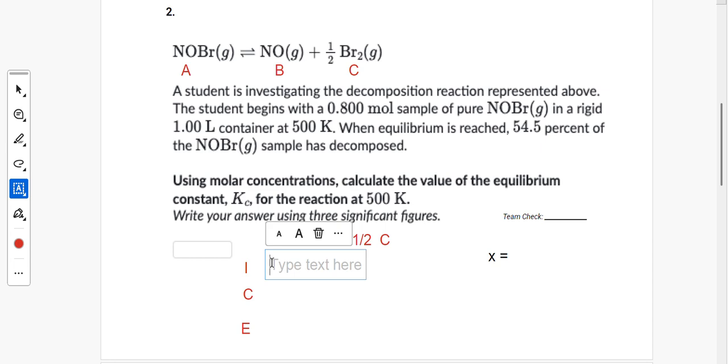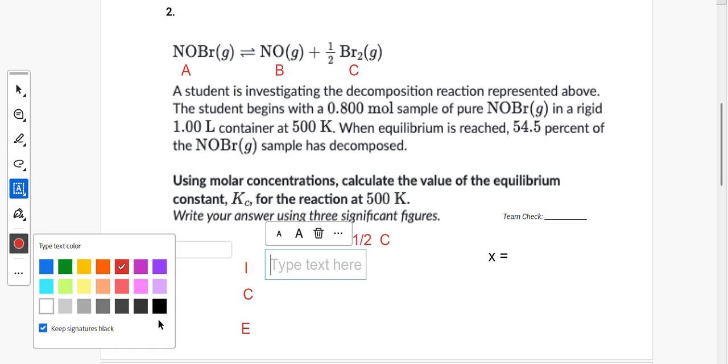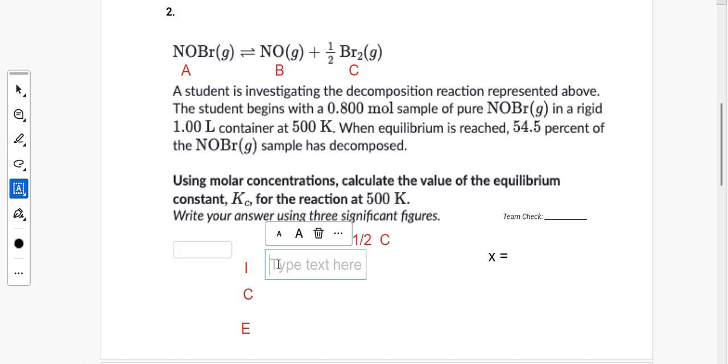This question says that I need to start with 0.8 moles. My first one is going to be 0.8 moles in 1 liter, so that's going to be 0.8 molar. It's nice that they gave it to us in a 1 liter container. For B, I don't have anything to start with. Same thing with C. Now when equilibrium is reached, 54% of the original will have decomposed, or I will have lost 54%.